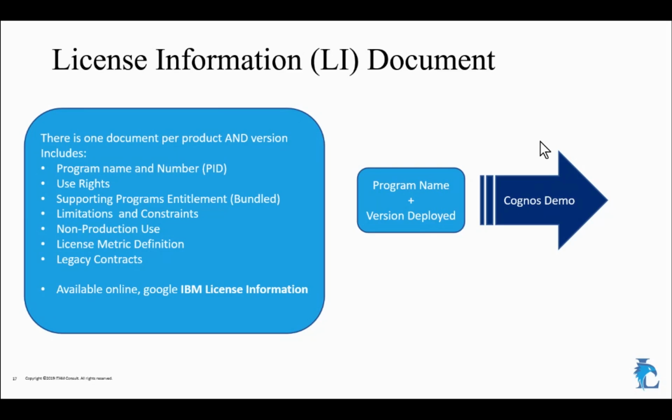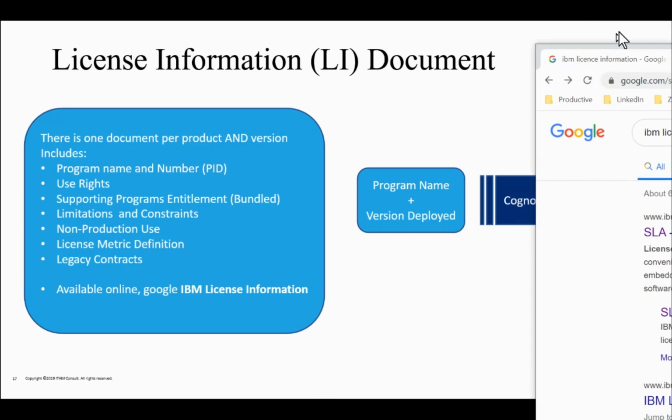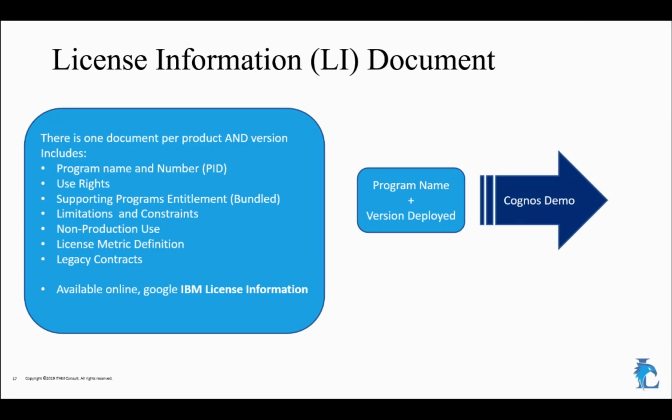Now, how do you find this? Well, let's take an example, shall we? Take our program name and a version, and go off and look up a very common product called Cognos. I'm going to bring across the screen at this point. Hopefully you'll get to see it on your screen. Just give me a moment.